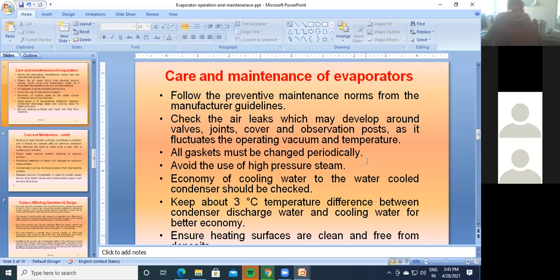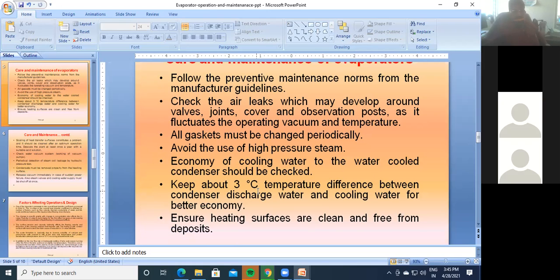We should avoid the use of high steam pressure at the running step. Economy of the cooling water to the water cooled condenser should be checked, and keep about 3 centigrade temperature difference between condenser discharge water and cooling water for better economy. So if water is coming at 30 centigrade for condensing the vapor in the condenser, it should go out at a temperature of about 33 degrees centigrade.